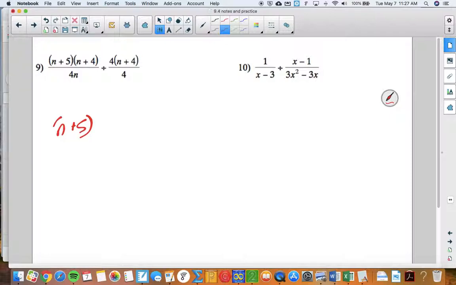So n plus 5 times n plus 4 divided by 4n. You keep the first fraction as it is. Now you switch this to multiplication.